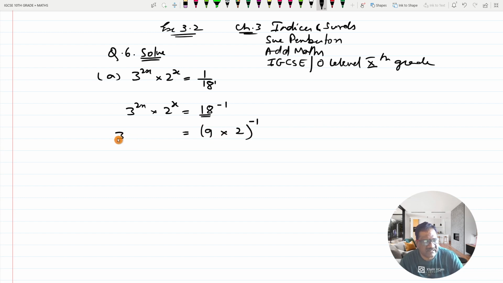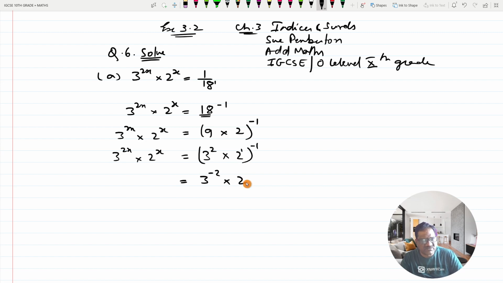This I am keeping as it is, 3 raised to 2x, 2 raised to x. Now, this 9, I will write it as 3 square, and this I'll be writing as 2 only, and the whole raised to minus 1. Here I am taking 3 raised to 2x into 2 raised to x. Now I'll multiply this minus 1 with this 3 raised to 2, so it will become 3 raised to 2 into minus 1, which is minus 2, and times this will be 2 raised to 1 into minus 1, which is 2 raised to minus 1. And this I am keeping as it is, 3 raised to 2x and 2 raised to x.